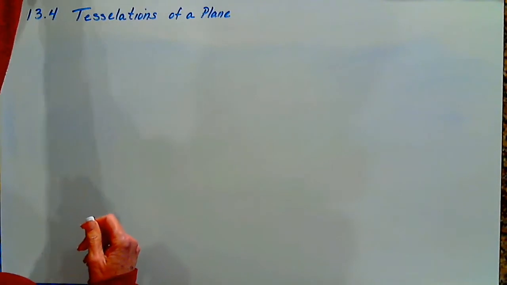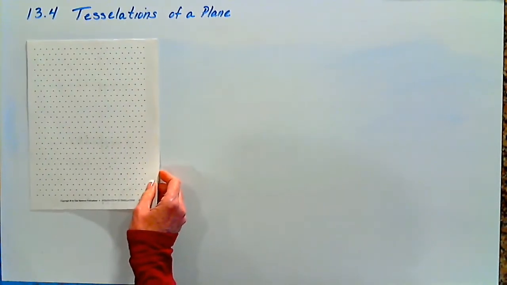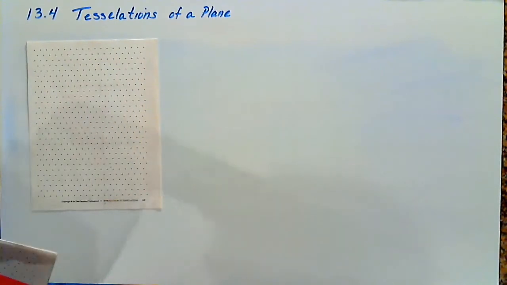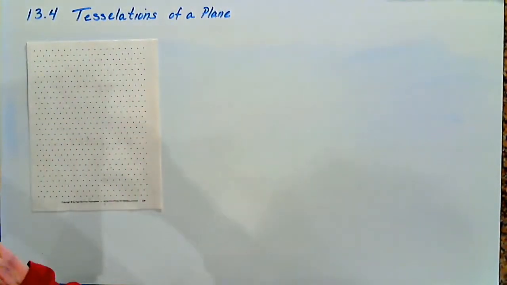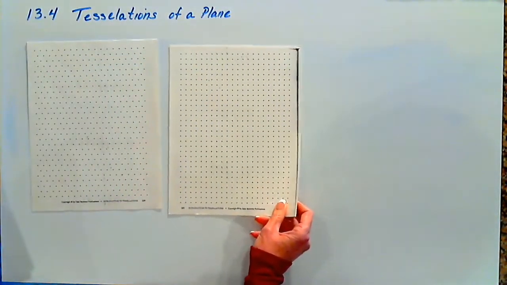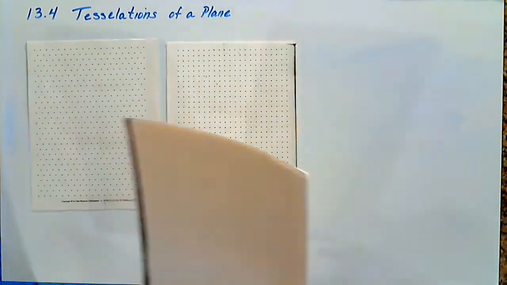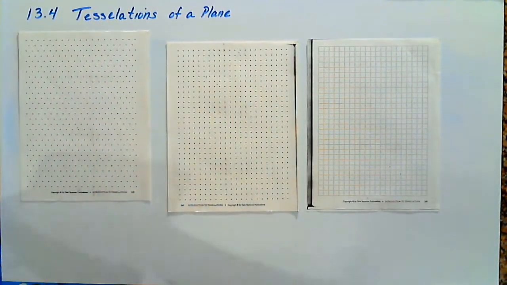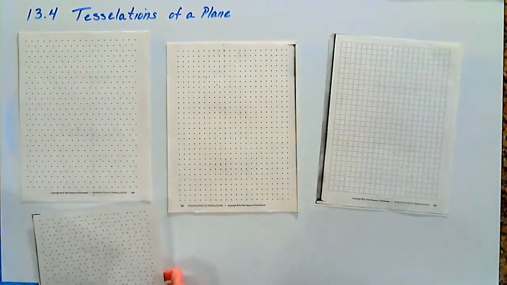So I help them with various ways to get started. You can give them dot paper. I'm not sure if you can see this. This is triangular dot paper. Or you can give them rectangular dot paper. Or you can give them grid paper. Okay? You can also supply them with pentagonal paper.